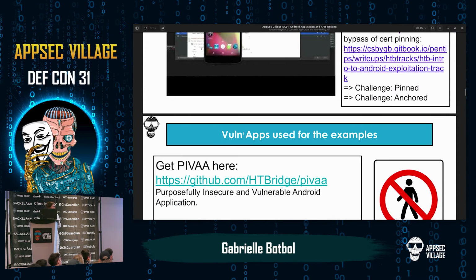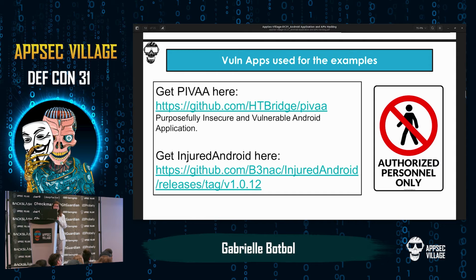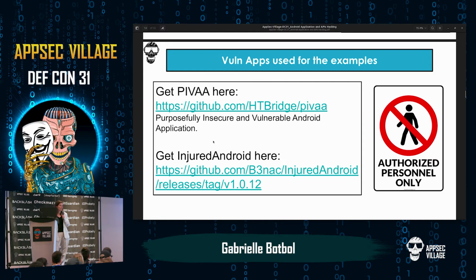So that's for the example, this is the apps I used. One is called PIVA, which is a purposefully insecure and vulnerable Android application, and one is called Injured Android. Just a reminder that you need to have authorization before testing anything.